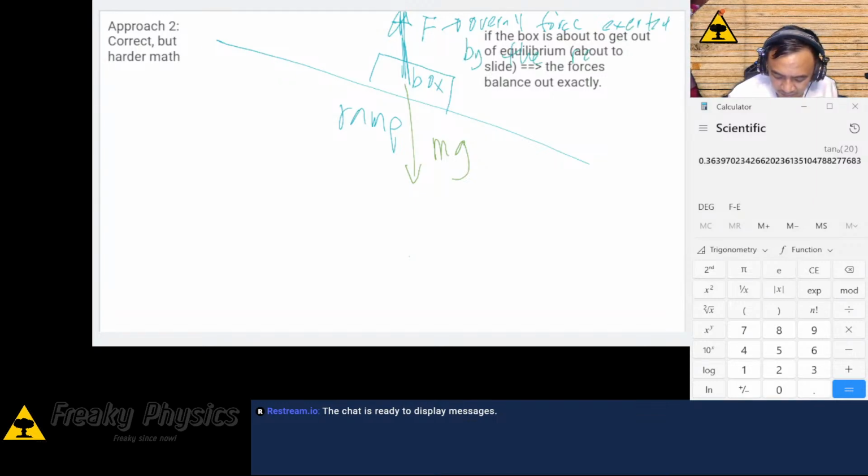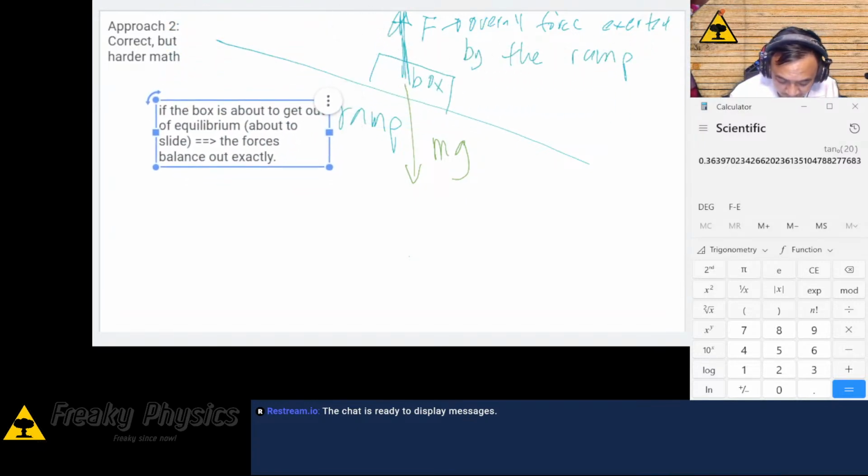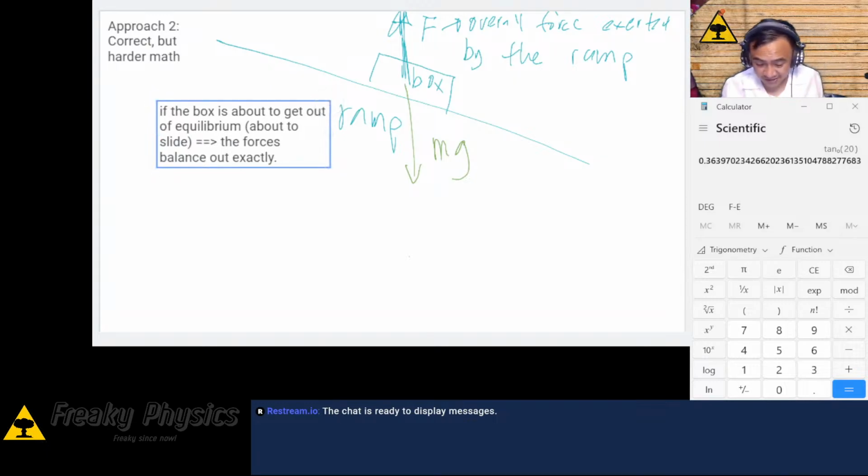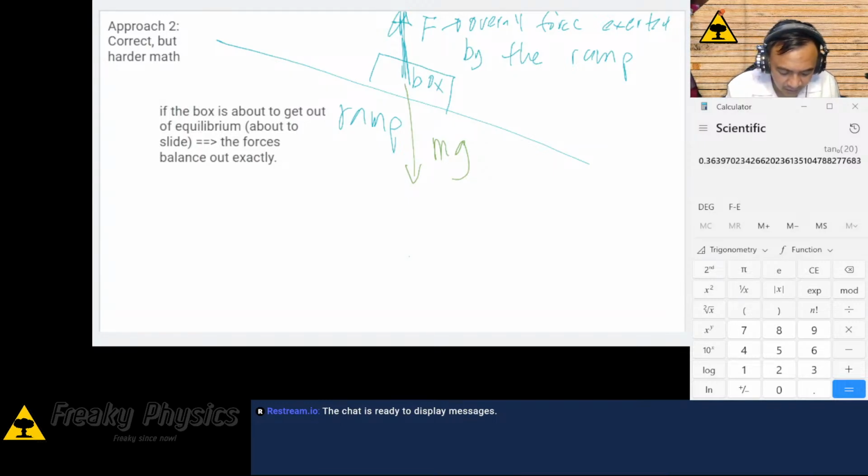So you see here, I'm not talking about friction or the normal contact force. I'm just saying that there's a force that the ramp is exerting onto the box, right? And in this case, F equals mg because they balance out exactly, right?